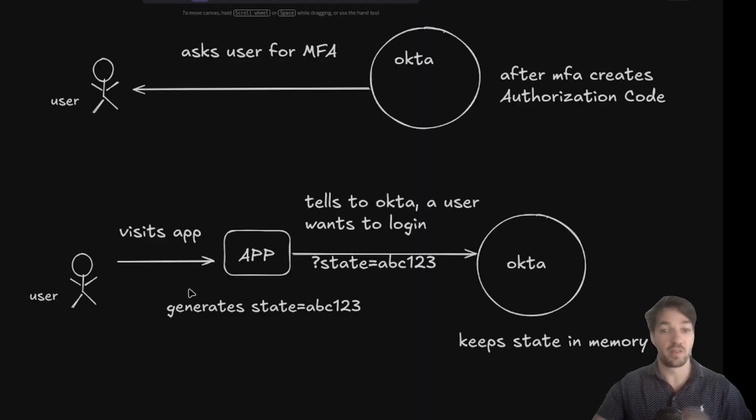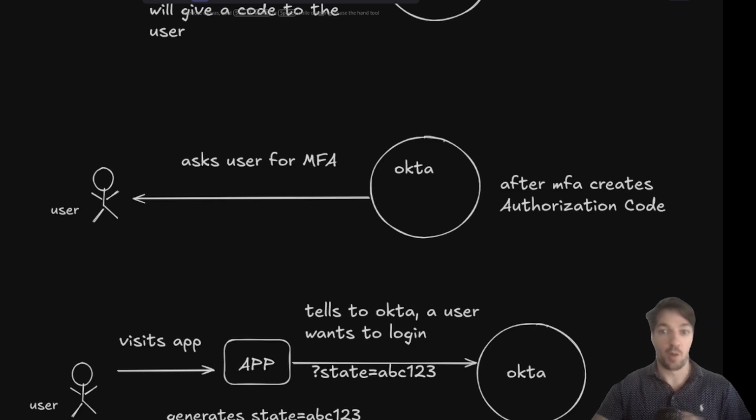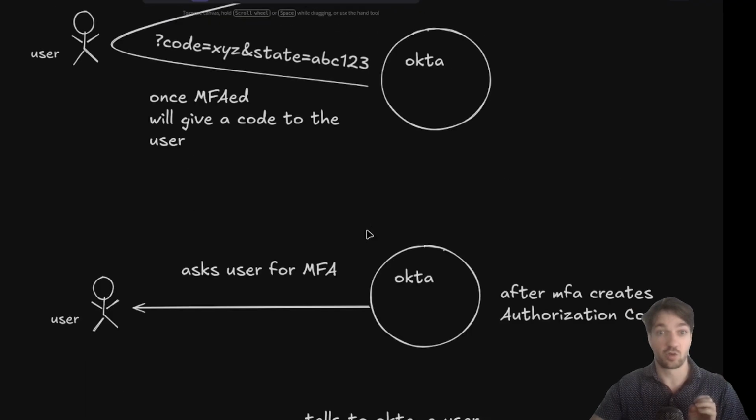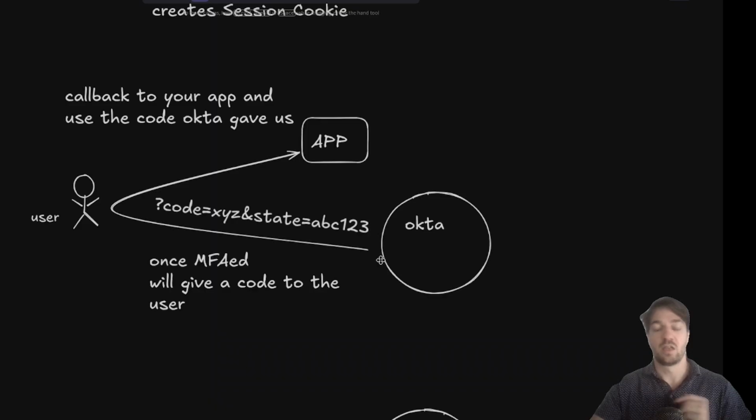So when a user visits an app, the app generates a state, which can be ABC123, and tells Okta a user wants to log in, with the state, the client ID, redirect URI, response type, and scope. Then Okta directly prompts the user for MFA. After that, it creates an authorization code. Then it will create a callback through the user to the app with the code and the state.